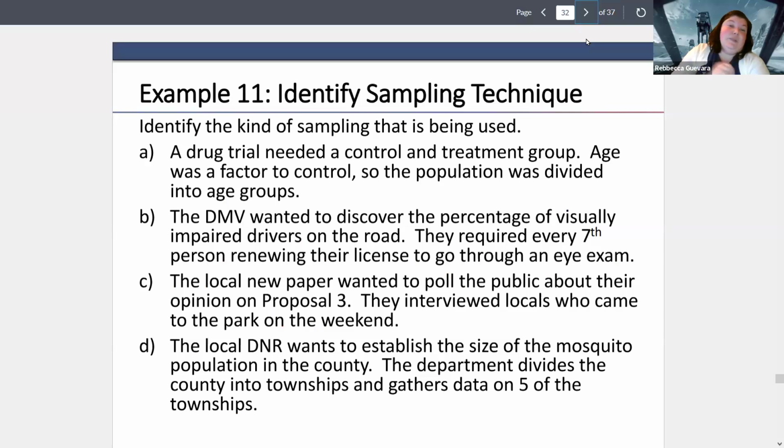So identifying sampling techniques. We do have one more to talk about, but we'll just get through these ones first. Identify the kind of sampling that is being used. So a drug trial needs a control and treatment group. Age was a factor to control, so the population was divided into groups. And then we should probably put in here, and then there was a sampling from each group.